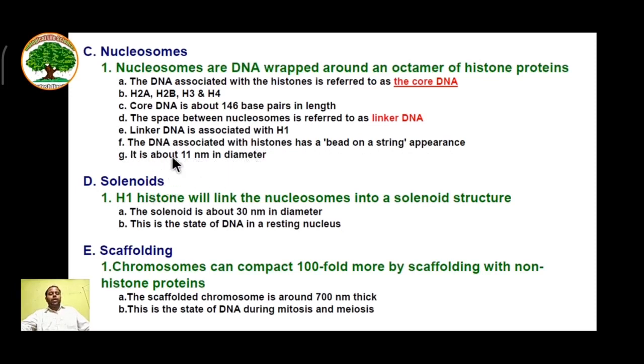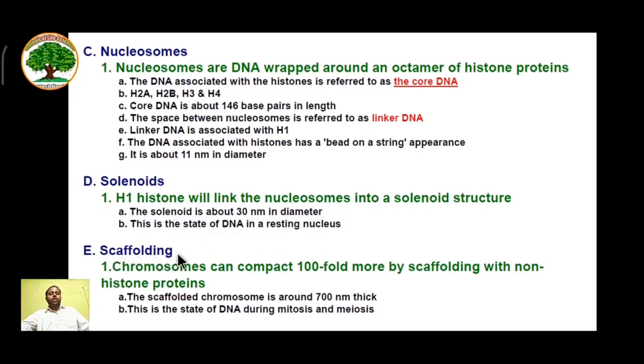Beads on a string fuses together to form a solenoid. The H1 histone will link the nucleosome into a solenoid structure. The solenoid is about 30 nanometer in diameter. This is the state of DNA in the resting nucleus.